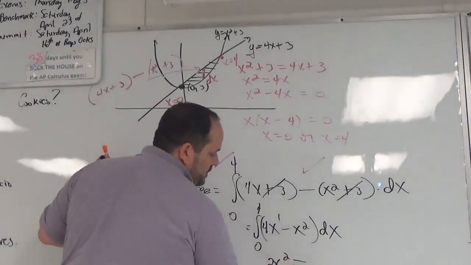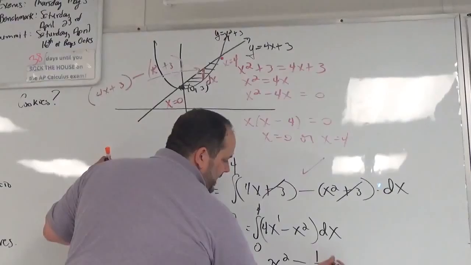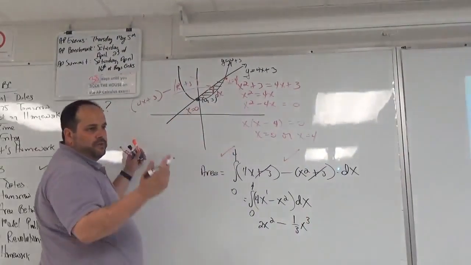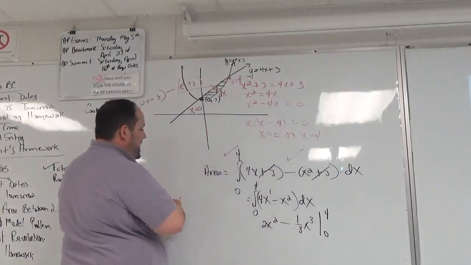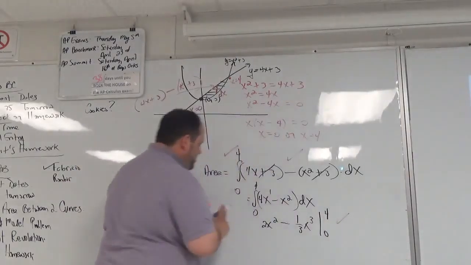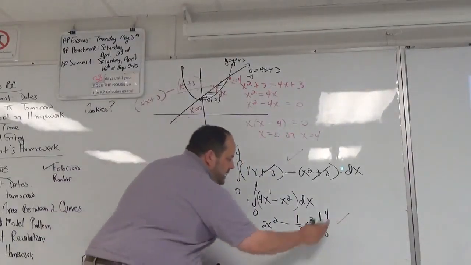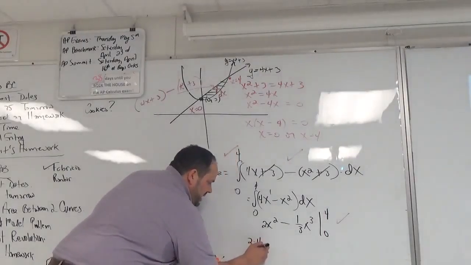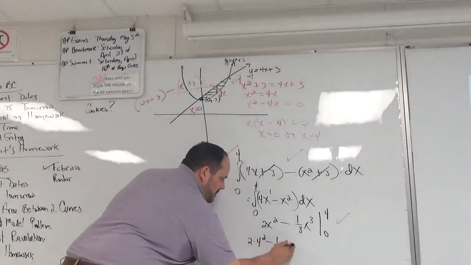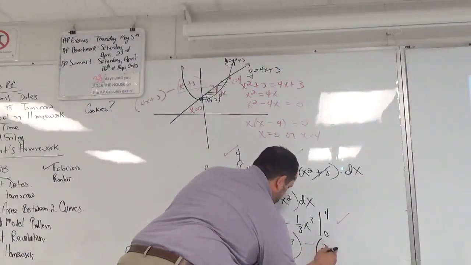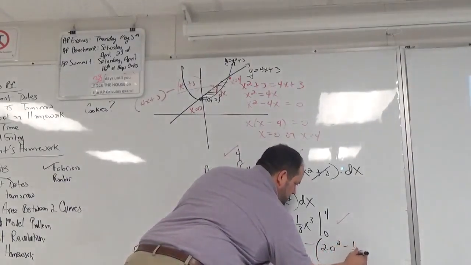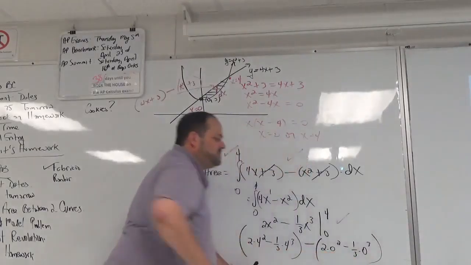Negative 1/3. 1/3 x cubed or x cubed over 3, either way. Integrate from 0 to 4. Finding the antiderivative gets you another point. Now plug in the 4. 2 times 4 squared minus 1/3 of 4 cubed. All that minus 2 times 0 squared minus 1/3 times 0 cubed.